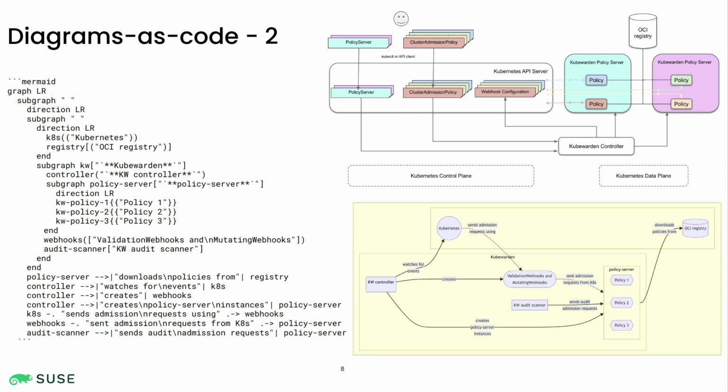So this CubeWarden controller creates a policy server instance, and that is stored in the policy server and the OCI registry, and that's a straightforward description. Down here, an audit scanner sends audit admission requests to the policy server. So you can see that one there sends audit admission requests.